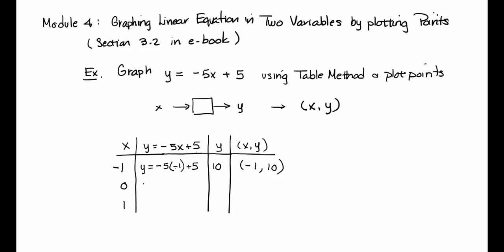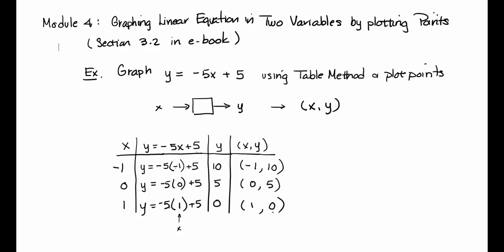Okay, so let's plug in 0. If I put in negative 5 and x is 0, and I add 5 to it, I just get 5. So my next point is 0, 5. Right, and then my last one, I take negative 5 and I multiply it by 1. Right, these are all my x's. And I add 5, negative 5 plus 5 gives me 0. So my point is 1, 0. Okay, so now I have 3 points.